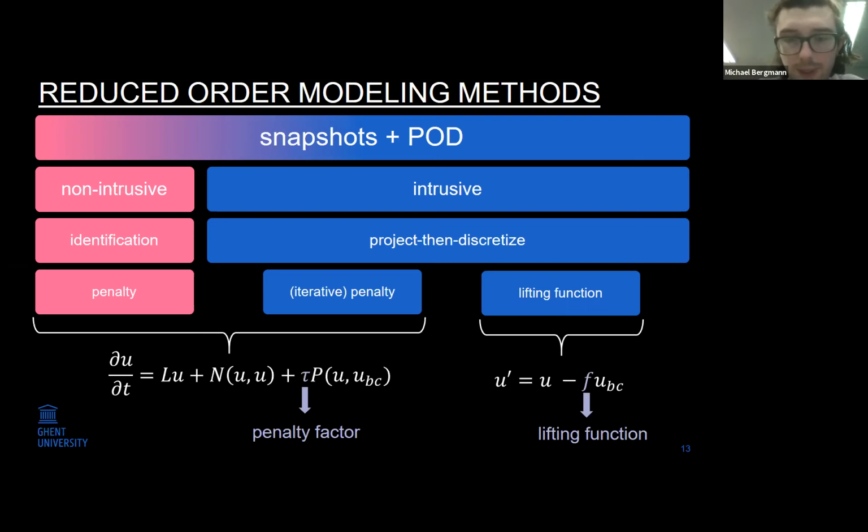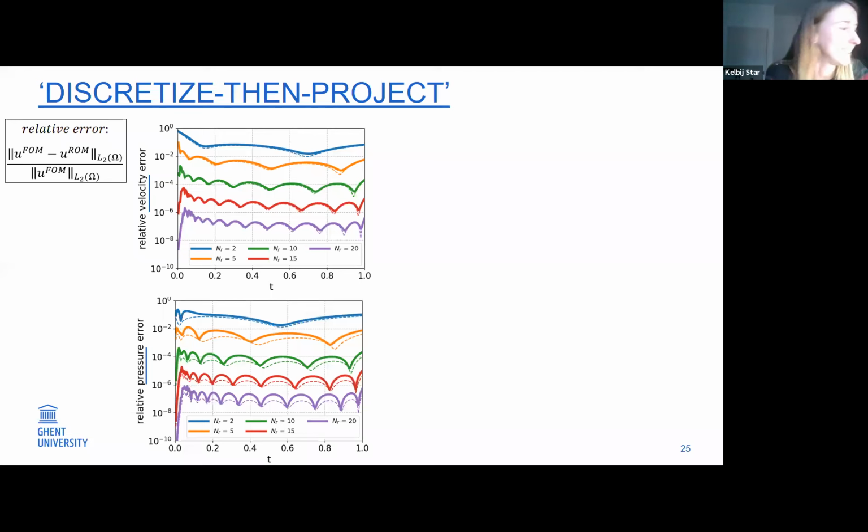I was wondering if you could go back to slide 25, if you could explain the wobbles in time that you have there, depending on how many modes you have. Yeah, okay. This one, I think, right?